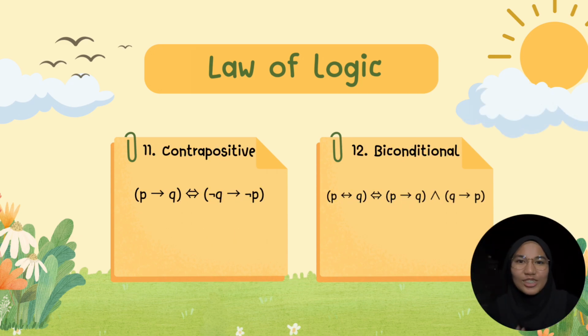Next, let's move to contrapositive law. For the contrapositive, the rule is P implies Q logically equivalent to not Q implies not P. Then, by conditional law, the formula is P equivalent to Q equals P implies Q and Q implies P. This means that P is equivalent to Q if P implies Q and Q also implies P. It establishes a two-way relationship between P and Q.